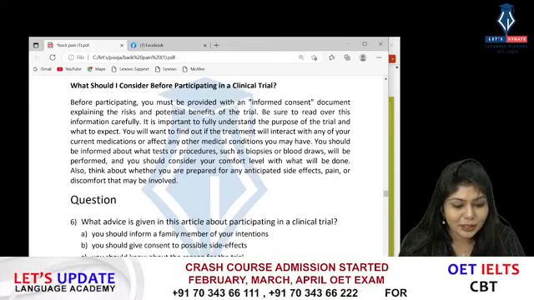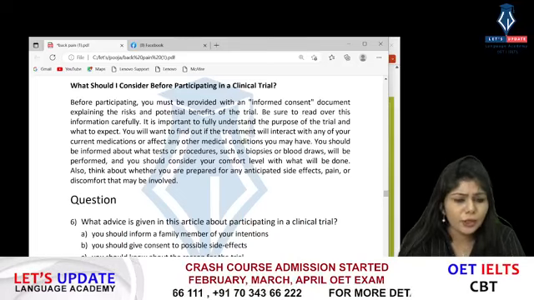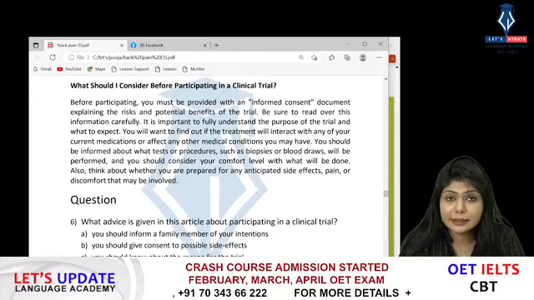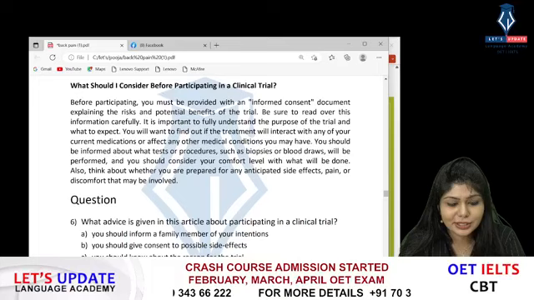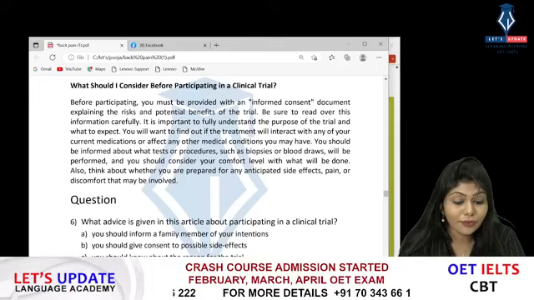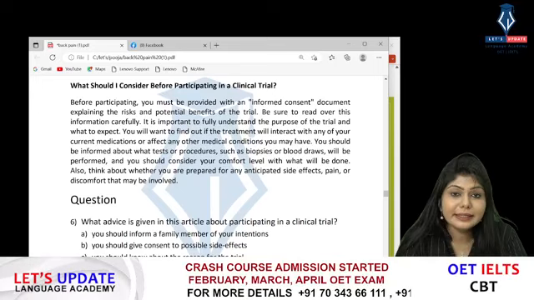Okay, so here, if you check option A, you should inform a family member of your intention. That is some information that is completely not mentioned in this extract. No information is provided regarding that you need to inform a family member of your intentions. So we need to directly eliminate option A.